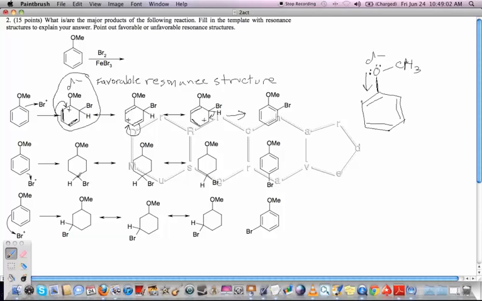Alright, we're going to do the same thing down here. We're adding the Br to the para position. That puts the Br on this carbon here, which means the positive charge will end up on the other side of where the double bond was. So we've got a plus here. And now we can go ahead and do our resonance structures. I'll do this one inside the ring.